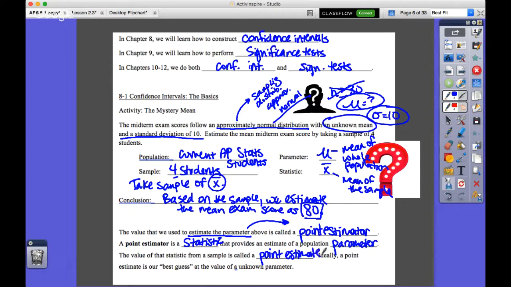Okay? So again, the value of that statistic from a sample, we call that a point estimate. Again, pretty much the same thing, all saying the same thing, okay? Ideally, a point estimate, again, is our best guess. We don't know this for fact, but we could say that the 80 is a best guess of the value of an unknown parameter, okay? All right, so let's continue.